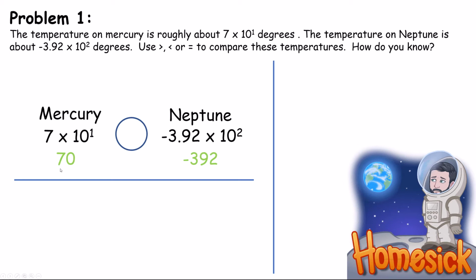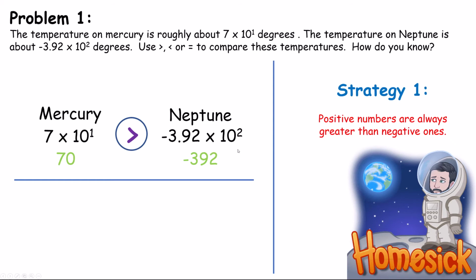Of course, a positive 70 is going to be greater than a negative 392. So the temperature on Mercury is greater than the temperature on Neptune. I picked this example because it illustrates very easily for us a very important strategy, and that is positive numbers are always greater than negative numbers.